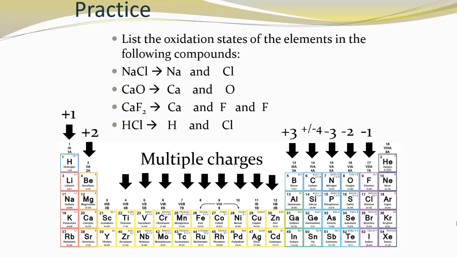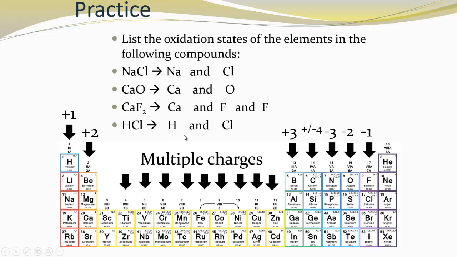So, the first one we've got is sodium and chlorine. Sodium is element number 11. It's down here. It's in group 1, and it has a charge of plus 1. Chlorine, over here, negative 1. Calcium, over here, plus 2. Oxygen is over here, minus 2. Calcium again is plus 2, it's right here. And fluorine should be right here, with a negative 1.